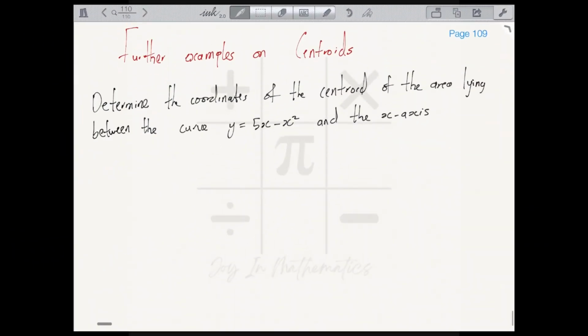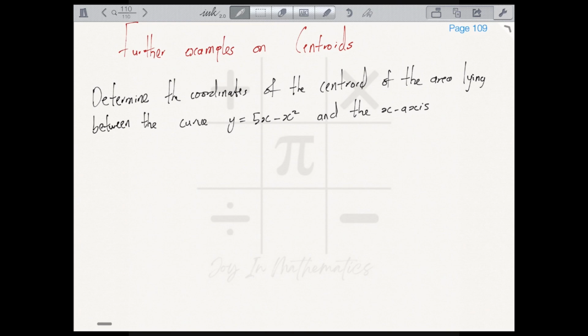Now we have another example on evaluating the coordinates of the centroid. The question says, determine the coordinate of the centroid of the area lying between the curve y is equals to 5x minus x squared and the x-axis. Now the first thing to do is to evaluate the upper limit and lower limit, and that can be evaluated at y is equals to 0.